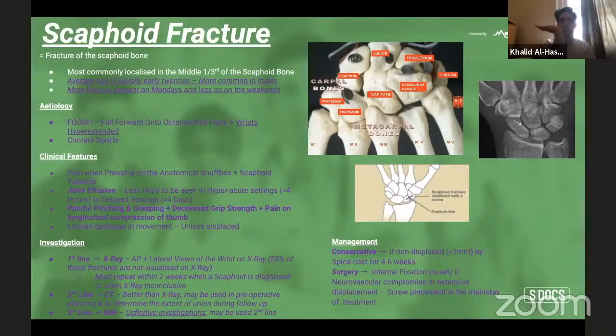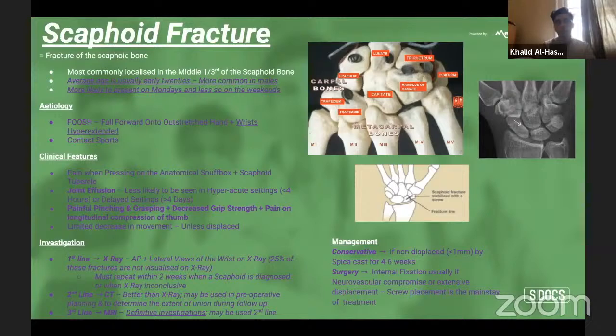Hyperextension would be when there is excessive extension past the point at which it would be a little bit more worrying. It's more likely to present on Mondays and less so on the weekends. It's believed the reason for this is that patients who are out consuming alcohol or a little more intoxicated have a little injury over the weekend and are more likely to come in on a Monday.